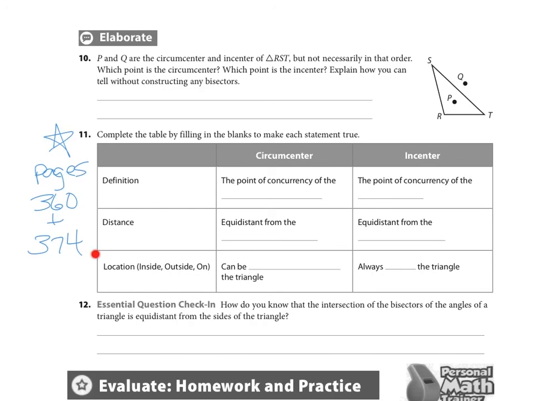As far as this last row in the table though here, where it talks about location, we will talk about this in class a little bit, and we'll demonstrate where that point could be as far as inside, outside, or on the triangle itself when we're talking about circumcenter or in-center. Okay, so we'll demonstrate that, but fill in the top 2 rows of the table, please, as just a summary of the last 2 sections that you've learned.